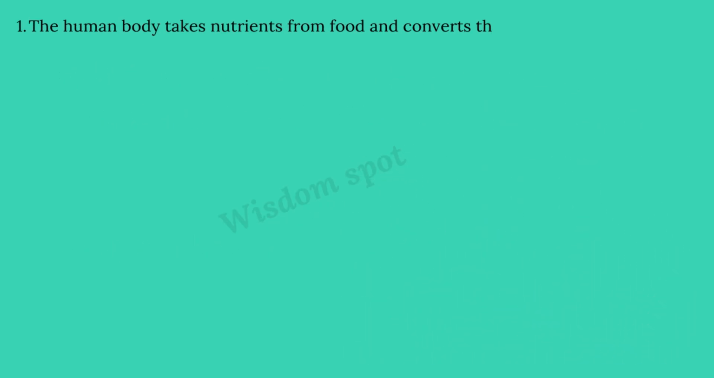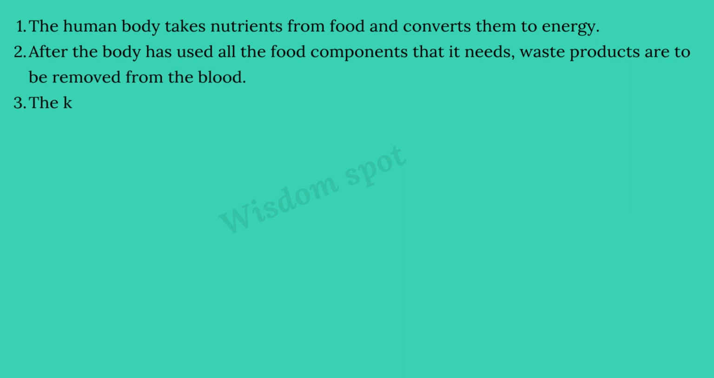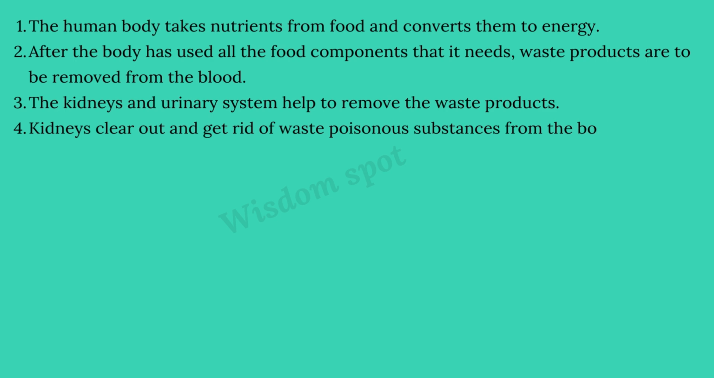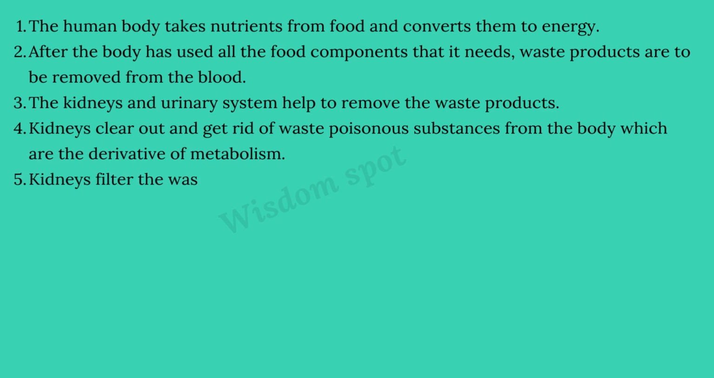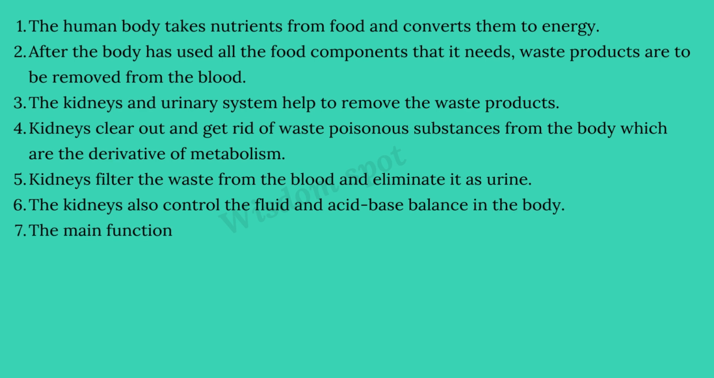One, the human body takes nutrients from food and converts them to energy. Two, after the body has used all the food components that it needs, waste products are to be removed from the blood. Three, the kidneys and urinary system help to remove the waste products. Four, kidneys clear out and get rid of waste poisonous substances from the body which are the derivative of metabolism. Five, kidneys filter the waste from the blood and eliminate it as urine. Six, the kidneys also control the fluid and acid-base balance in the body.